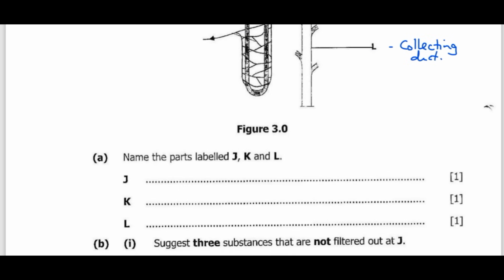Name the parts labeled J, K, and L. So J, we say that this is the glomerulus, and then K, we've said this is the Bowman's capsule. And then we have L. L is the collecting duct.